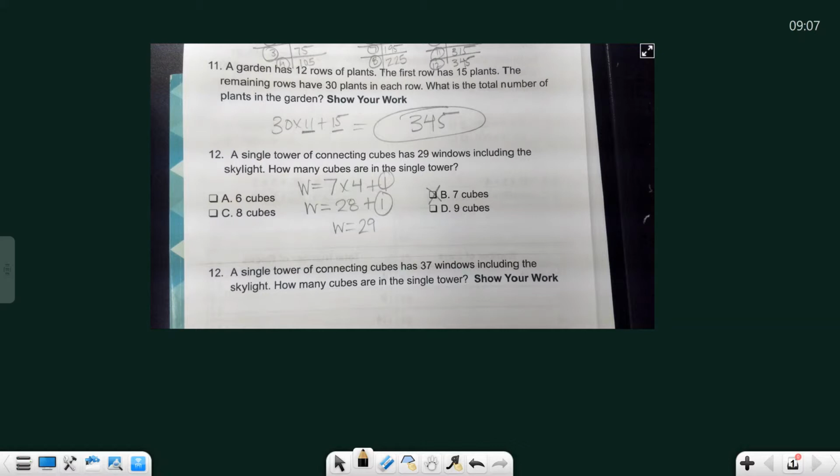The next one is just like the last one. It's another single tower, but you have 37 windows in all. All right. So now you're trying to figure out what times what plus 1 gives you 37.